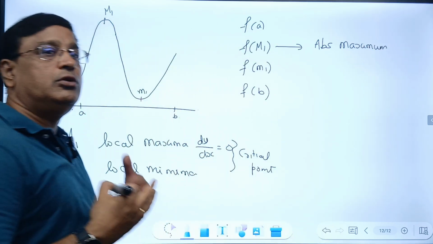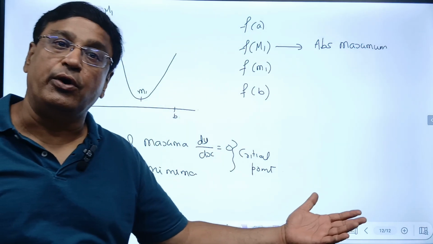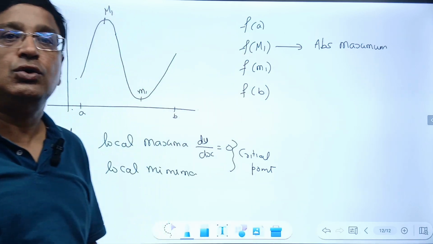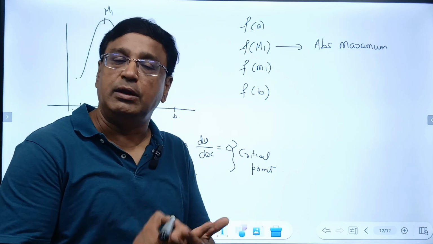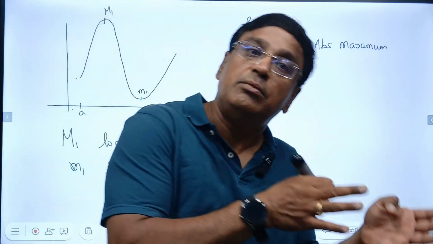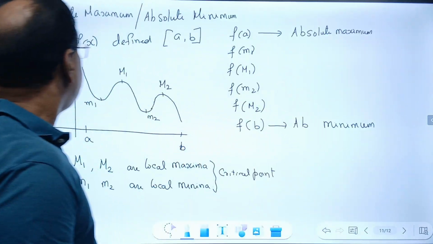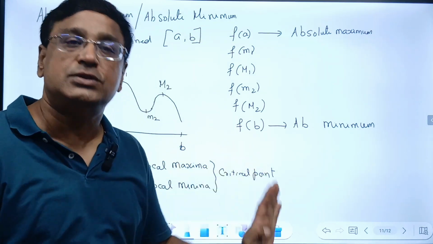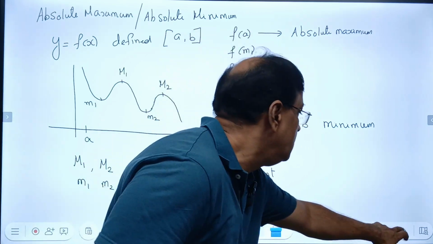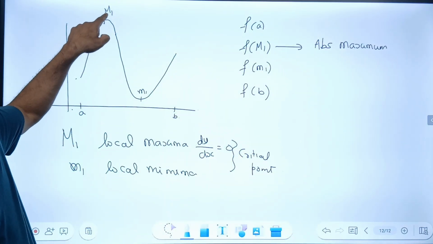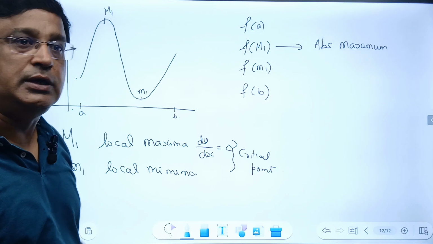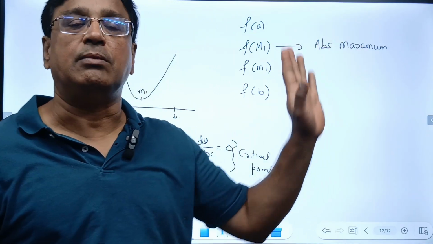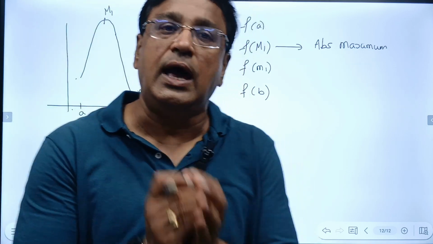So here the absolute maximum does not occur at the end point, but it occurs at a point where dy by dx is 0. So for absolute maximum and absolute minimum, dy by dx need not be 0. See, in this situation, my absolute maximum and absolute minimum took place at a and b, where dy by dx was not 0. Whereas here, dy by dx is 0 at m1. Okay, so absolute maximum means it has to be in a closed interval, and whichever is the highest y value is the absolute maximum. Whichever is the lowest y value is the absolute minimum.